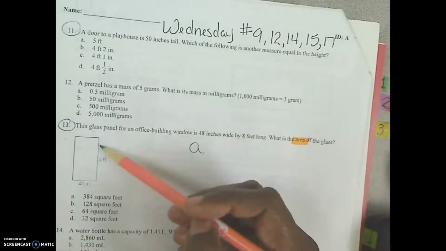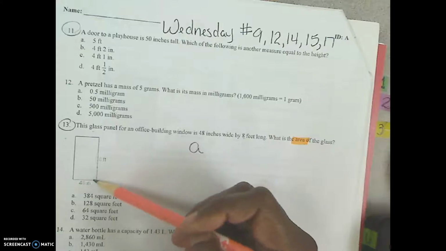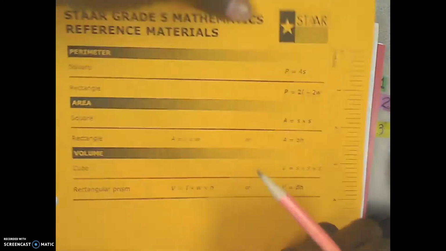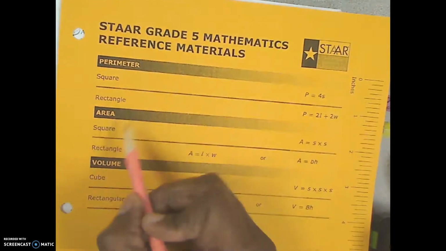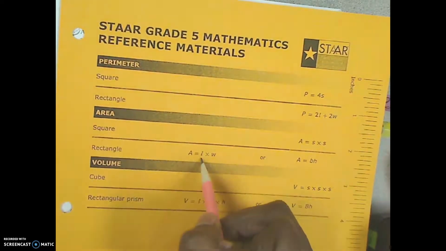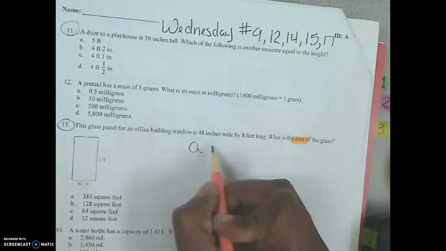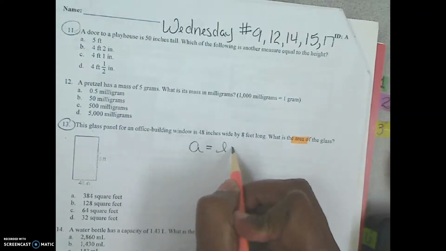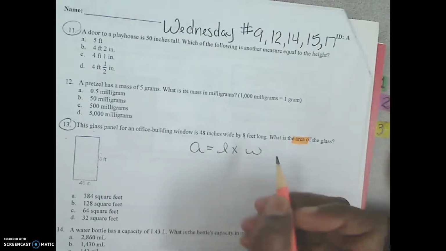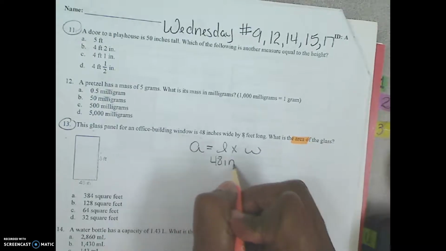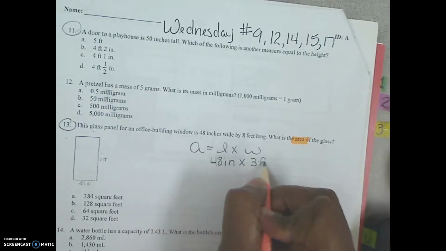Well, I know this is a rectangle because it has 4 right angles. The opposite sides are the same. So I'll flip it over. I'll look for area. It's not a square, it's a rectangle. So here is my formula for area. Length times width. And I'm going to plug in the numbers. It's 48 inches long and 3 feet wide.